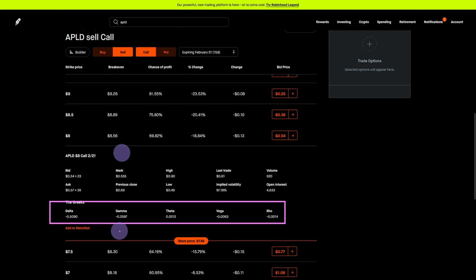Gamma tells us how much delta will change if the stock price changes. Theta tells us, if the stock doesn't move, how much this contract is going to lose per day. So if you purchased this for 54 cents, $54, every single day up to February 21st, we can expect this contract to lose about 2 cents. That is assuming that the stock price stays the same. Vega is about percentages in implied volatility, and rho is about percentages of interest rates.